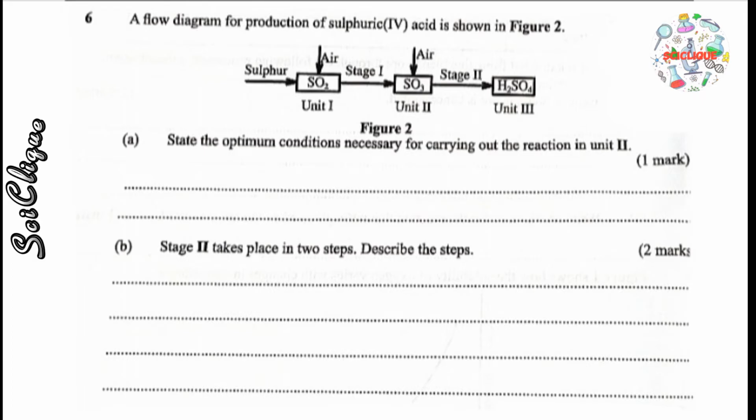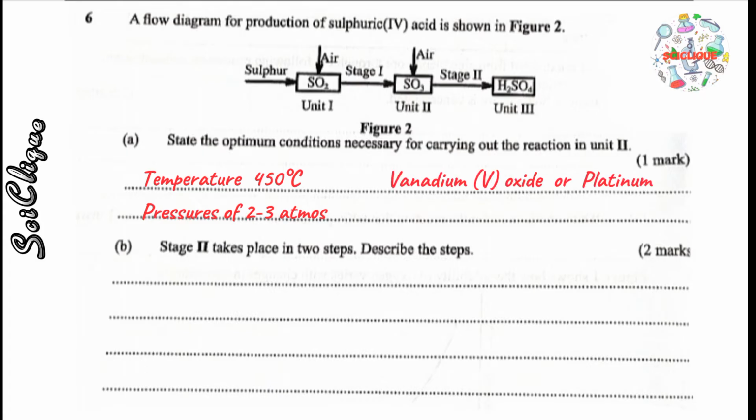Now, in Unit 2, we have the production of sulfur(VI) oxide. So the optimum conditions that are required in this part, which is also known as the catalytic chamber, is number 1, temperatures of 450 degrees Celsius, pressures of between 2 to 3 atmospheres, and of course, the presence of a catalyst. Now, there are 2 types of catalysts that can be used, vanadium(V) oxide or platinum.